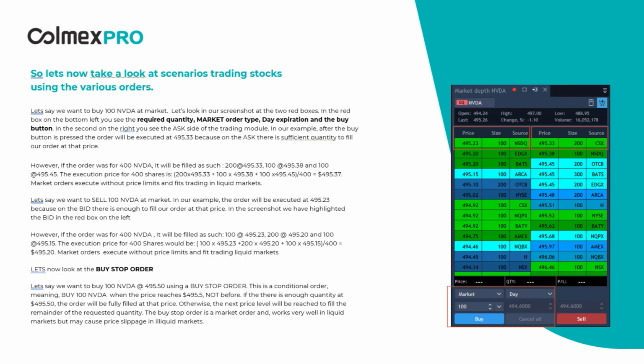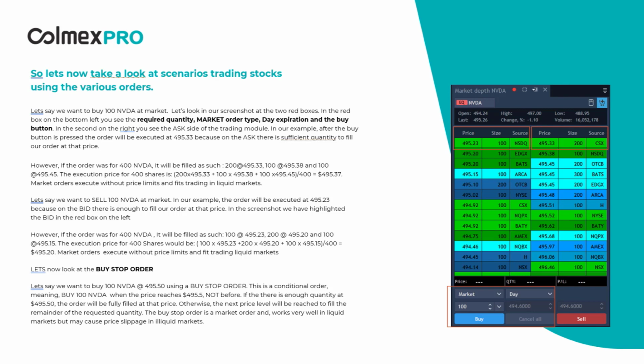In the second red box on the right, you'll see the ask side of the trading module. Do you recall that we buy on the ask side normally? In our example, after the buy button is pressed, the order will be executed at 495.33 cents, because on the ask there is sufficient quantity, 200, to fill our order at that price.